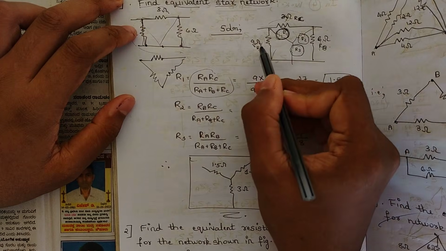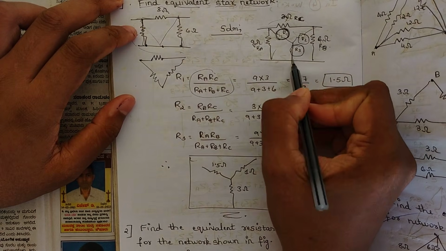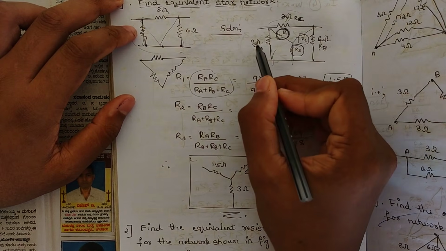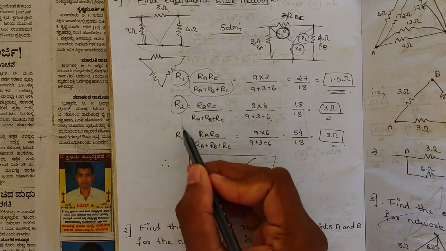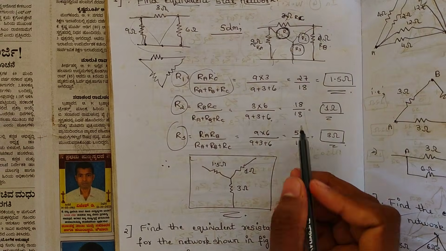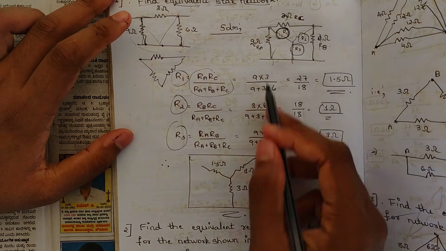Similarly for R3, 9 into 6, these two, this is in a straight line, so you should be considering these two. 9 into 6 divided by 9 plus 3 plus 6. Similarly, find the values of R1, R2 and R3. See, I have written it here. Whatever I have told you, I have written it here.